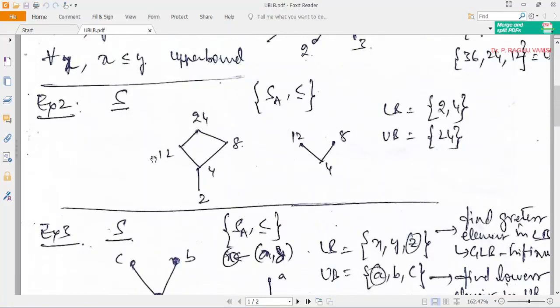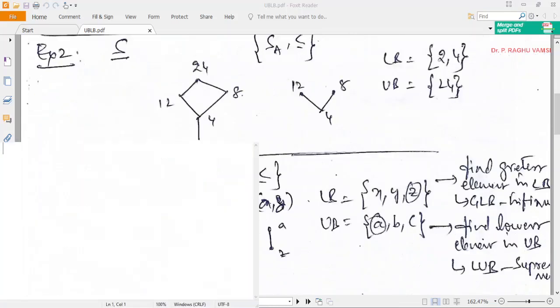Here is the second example that we'll consider: 2, 4, 12, 8, and 24. This may be the less than or equal to relation. Here a subset was given, that is 4, 8, and 12. Now we need to calculate the lower bound and upper bound. The subset defined is 4, 8, 12.